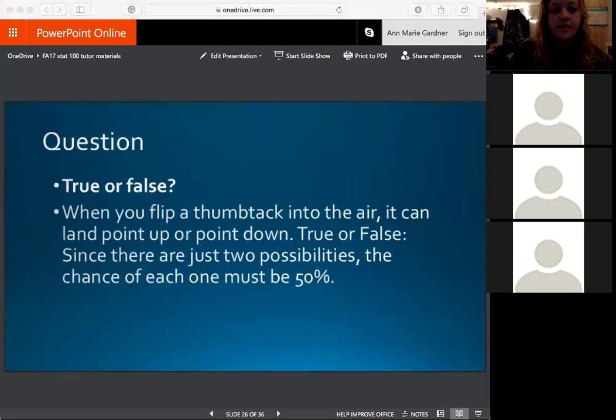So let's try this one. True or false: when you flip a thumbtack into the air, it can land point up or point down. Since there are just two possibilities, the chance of each one must be 50%. Let me know what you think the answer to this one is.